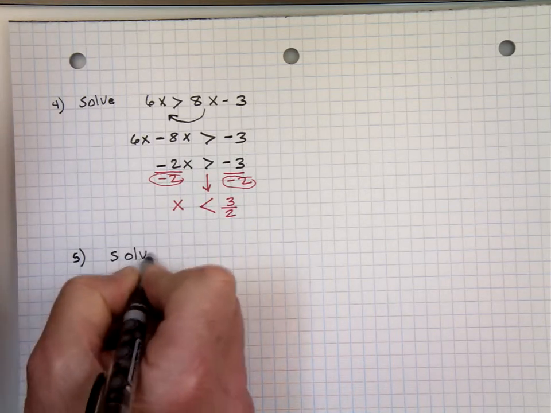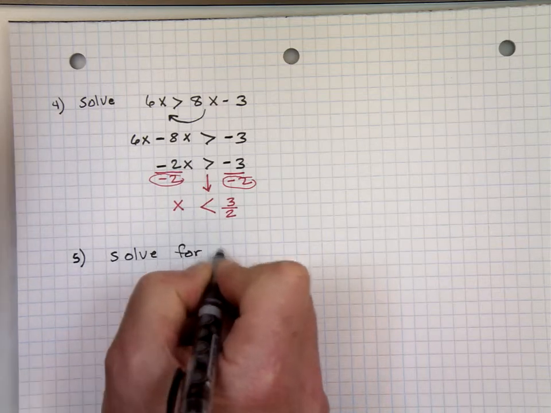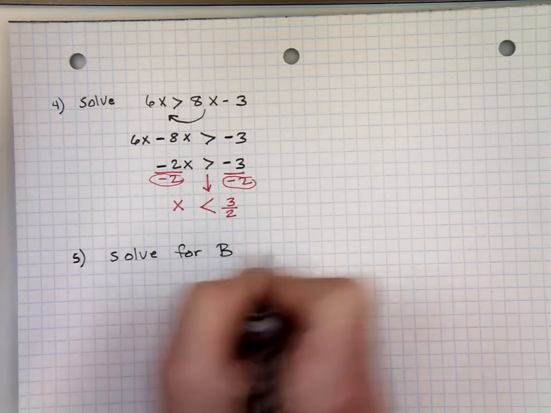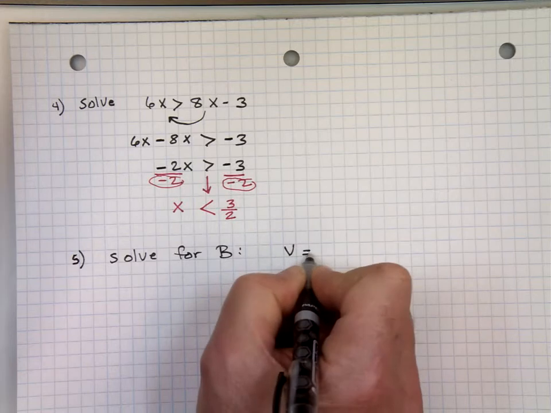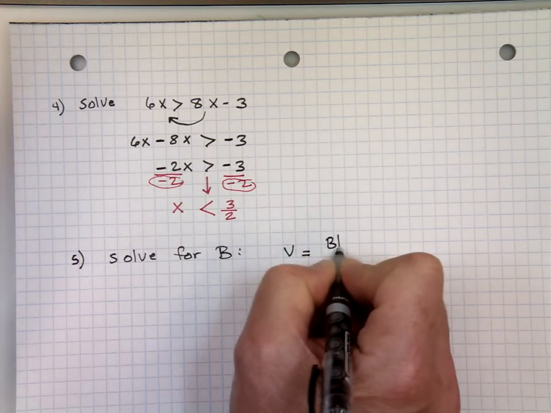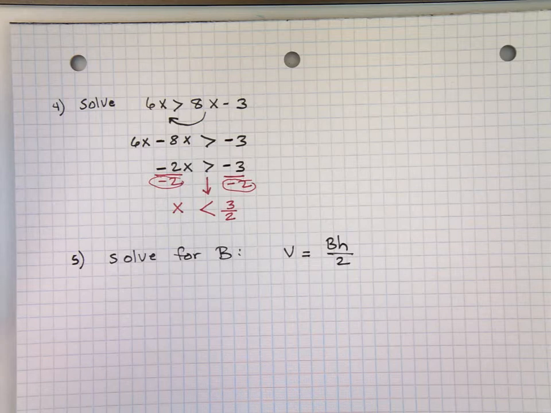Solve for B. V equals base times height divided by 2, or B times H divided by 2. Okay, what do you think? What should we do? Select the variable.